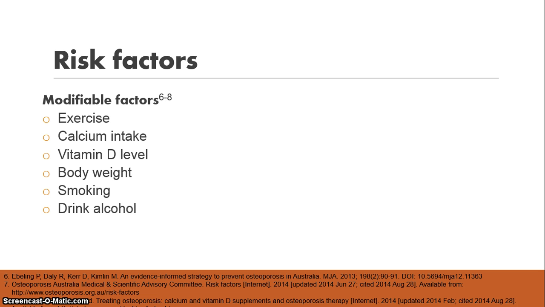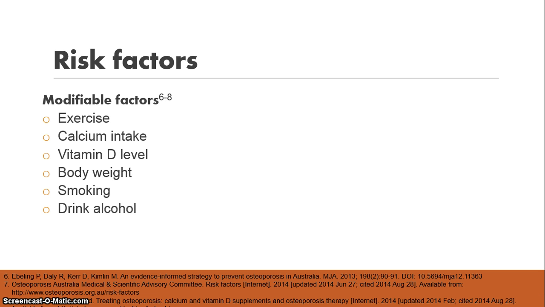The recommended daily intake for vitamin D for those younger than 70 years old is 600 units per day, and for those older than 70 years old, 800 units of vitamin D per day. And the next thing you need to do is to maintain an ideal body weight, because when you have excessive body weight or when you are too thin, you put yourself at risk of developing osteoporosis.